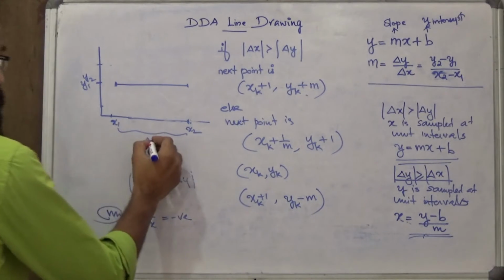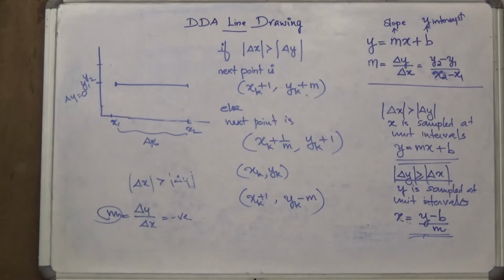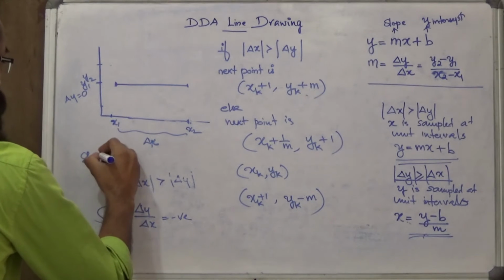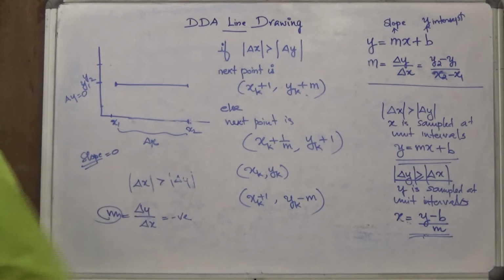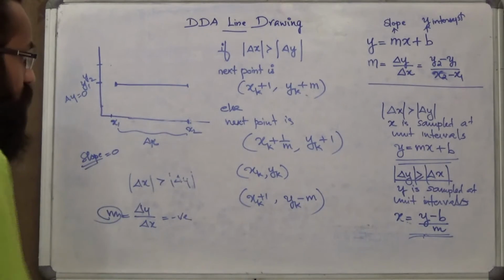Delta x is actually greater than delta y, and delta y is equal to 0. So in this case, if you take the slope, it will be equal to 0. That is delta y by delta x, 0 into 1 by delta x, that will be equal to 0.